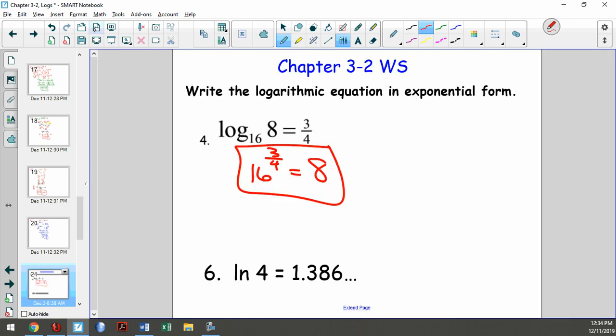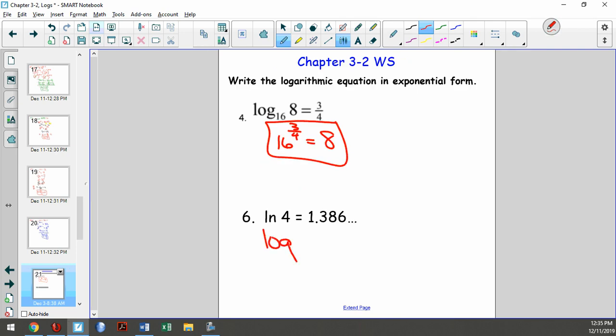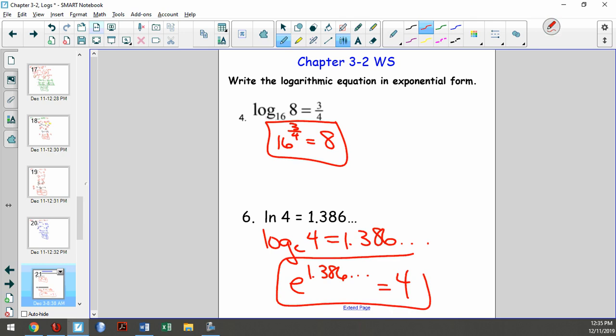What does ln stand for? Natural log. When you see ln, I need your brain to say log base e of 4 is equal to 1.386. So that's going to be e raised to the 1.386 is equal to 4. Do we understand that? Yes or no? That is how you're going to do problems 1 through 6.